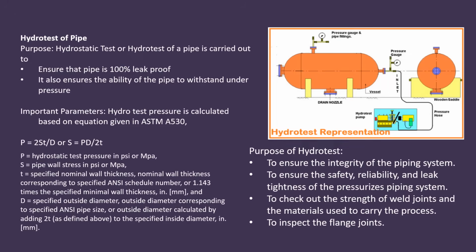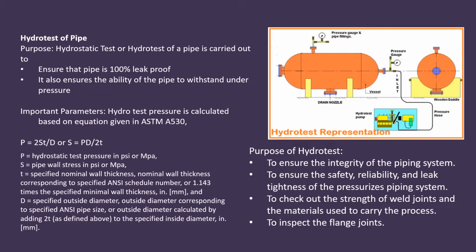Hydro test of pipe is one of the commonly used testing methods to ensure that the pipe or vessel is leak proof and it can withstand the pressure which is the process requirement. Now in the piping industry we ensure the integrity of the piping system. There will be so many joints, so many fittings, so many components. So once it is done for piping systems, we can ensure that the integrity of the piping system is in place.